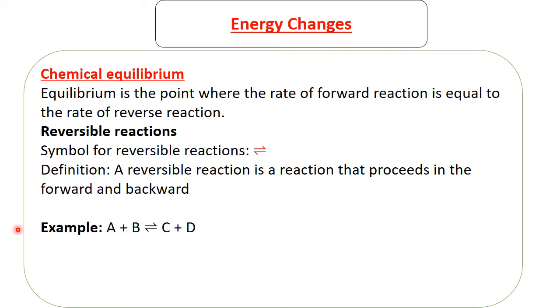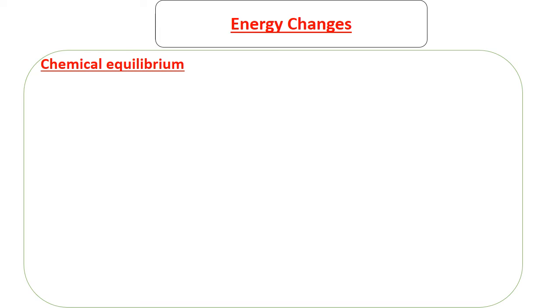An example illustrating a reversible reaction is this. This reactant A reacts with this reactant B, forming C and D, then C and D also combine in a certain way to form back A and B. So this reaction is a reversible reaction.